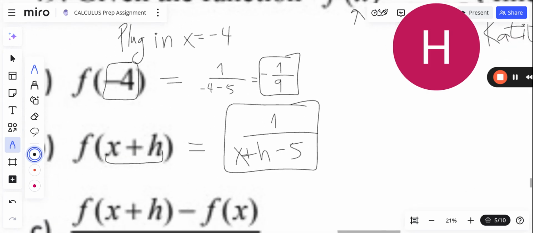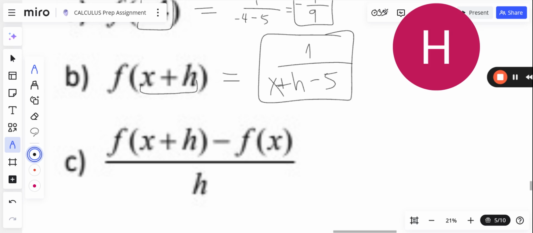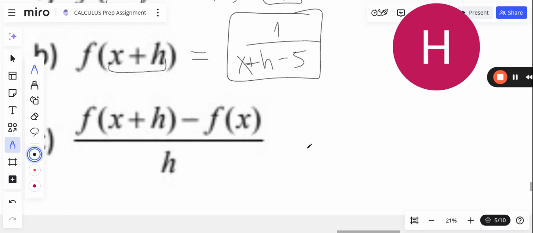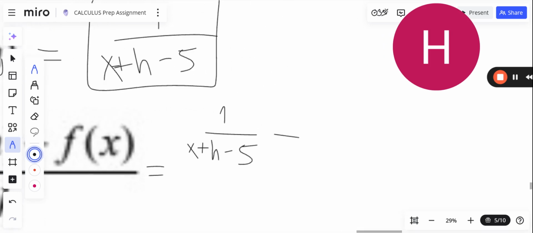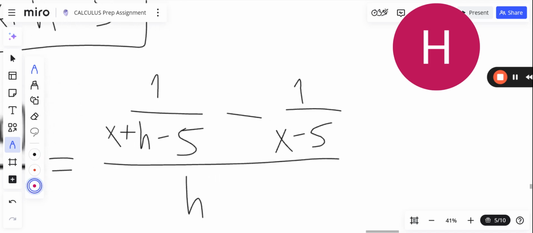Now, if that's so simple, why am I having you do this exercise? Because the difference quotient is not so simple. The difference quotient is going to lead us to having fractions within fractions. Let's look at how. If we have f of x plus h, which we just did for part B, 1 over x plus h minus 5, but then minus f of x, which is just the original function, 1 over x minus 5, all over h. We cannot combine these yet.